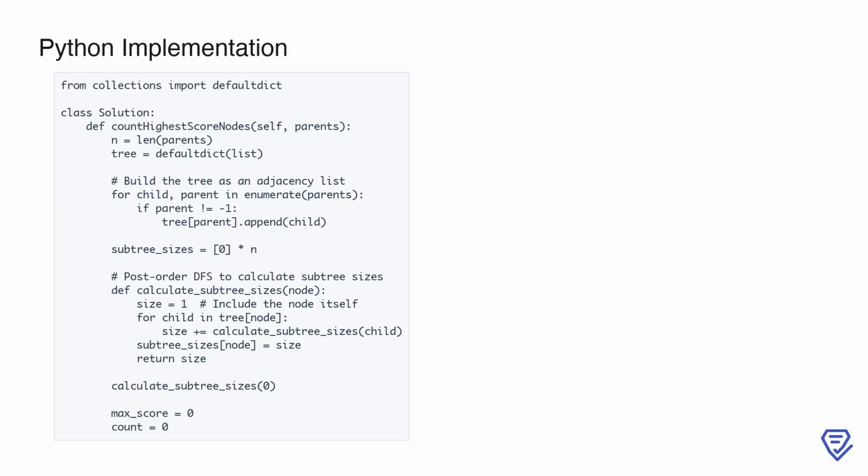We invoke this function starting from the root node, which we assume to have an index of 0. At this point, the subtree_sizes list is fully populated with the sizes of all subtrees. We also initialize max_score and count to 0, which will help us track the highest score encountered so far and how many nodes achieve it.